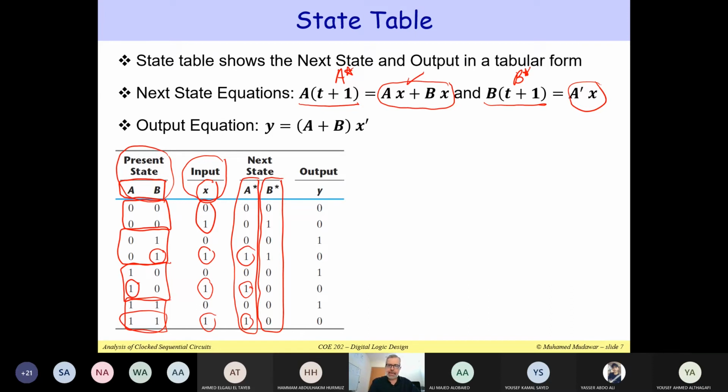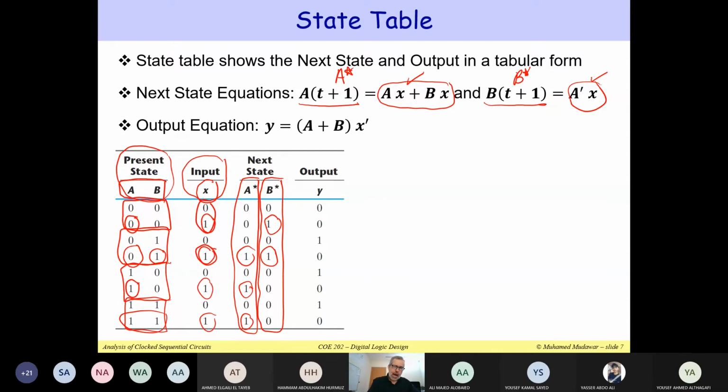In the case of B star, it's A prime and X. So A must be 0 and X equal to 1. Notice that here A equal to 0, X equal to 1, you get a 1. Similarly, here you have A equal to 0, X equal to 1, you get a 1. Otherwise, it's 0 everywhere. So basically, you evaluate these expressions and you place the values of A star and B star, and these are called the next state.